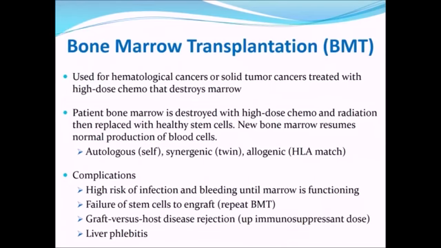Sometimes this can be managed by upping the dose of their immunosuppressants to try to chill the immune system out so it doesn't reject the graft. But in some cases, it may reject and the bone marrow transplant may need to be repeated. There is also a complication, potentially liver phlebitis. And this is the development of clots in the actual circulation of the liver. And that can cause some major problems.